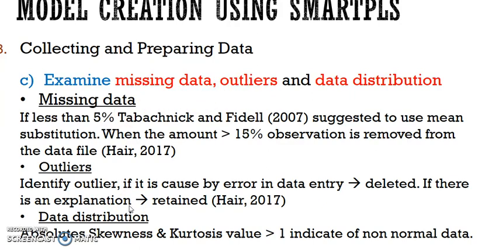First, calculate the missing data. If you have less than 5% missing data, Tabachnick and Fidell 2007 suggested using mean substitution. When the amount of missing data is higher than 15%, the observation is removed from the data file, as suggested by Hair.